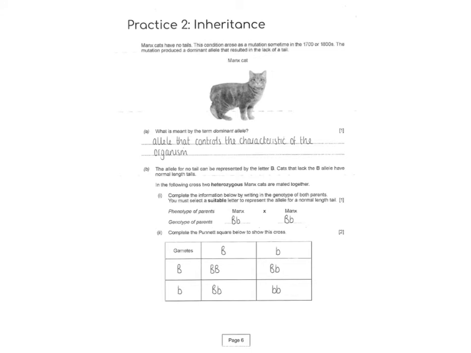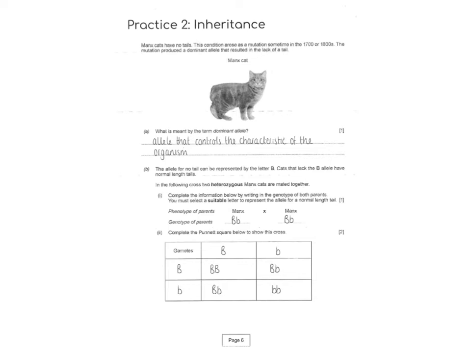Our next question is, Manx cats have no tails. This condition arose as a mutation sometime in the 1700s or the 1800s. The mutation produced a dominant allele that resulted in the lack of a tail. What is meant by the term dominant allele? So it's the allele that controls the characteristic of the organism. You only need one of the dominant alleles and you will have that characteristic. The allele for no tail can be represented by the letter B. Cats that lack the dominant allele have normal length tails.